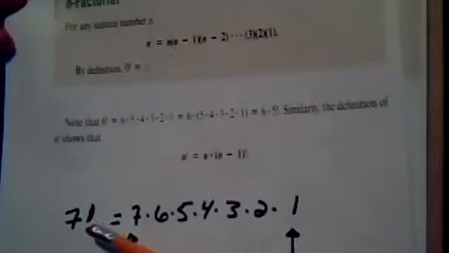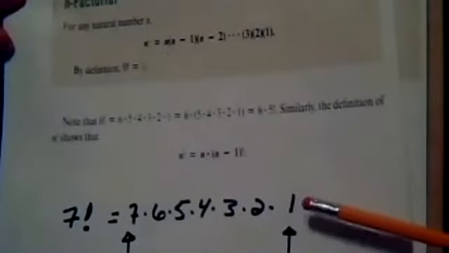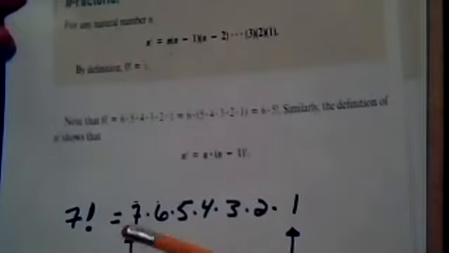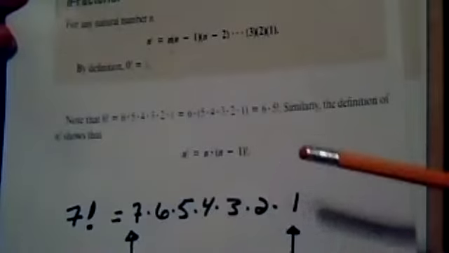7 factorial, you're going to do the multiplication the following way. You're going to start with the 7, finish with the 1, and not skip any number. So 7 factorial will be 7 times 6 times 5 times 4 times 3 times 2 times 1.